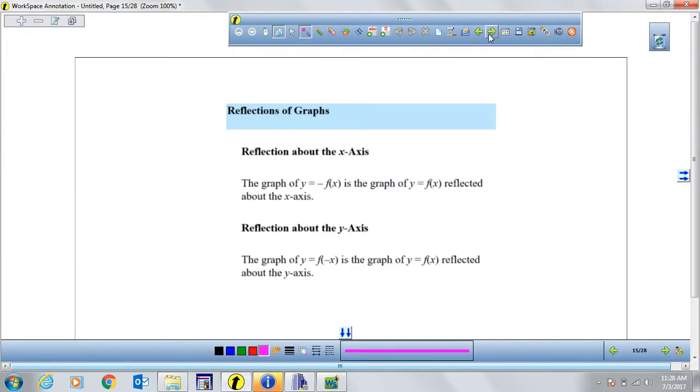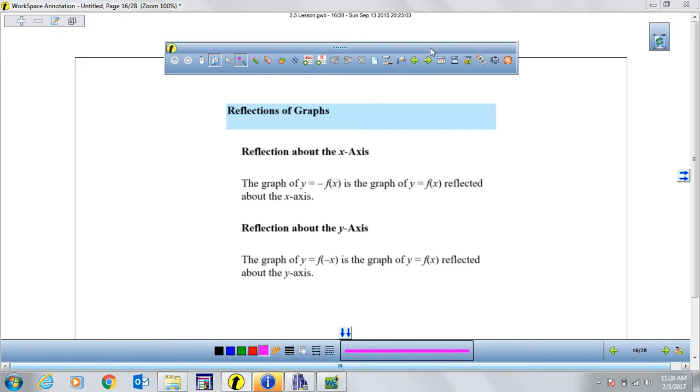Now, the next transformation is going to be reflections. Okay. Now, there's two types of reflections that we can have on the graph here. So we have a reflection over the x-axis and reflection over the y-axis. Now, when does each one of them happen? So this is what we're going to talk about.